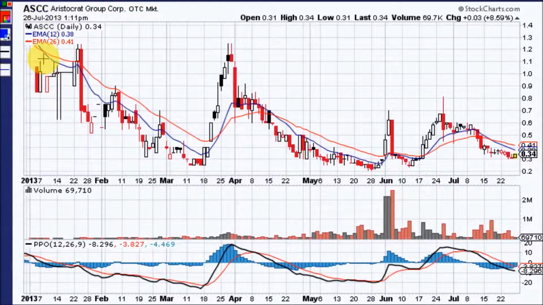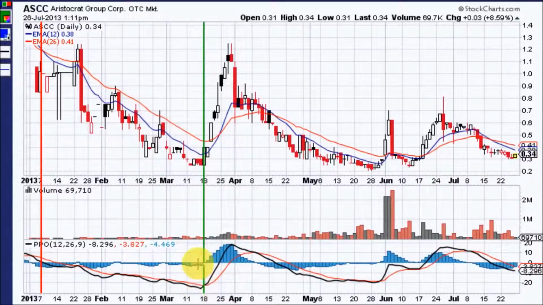First thing I see is a bearish crossover right here where the 12 EMA crossed down through the 26 EMA, and as you can see the PPO crosses down through zero right there, and the stock takes a pretty serious fall. This is where it turns around at first.